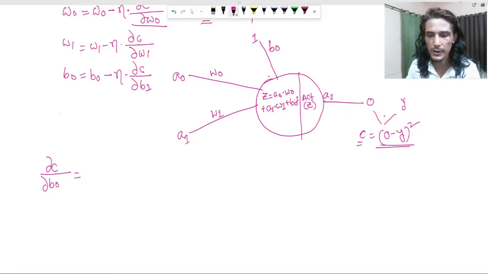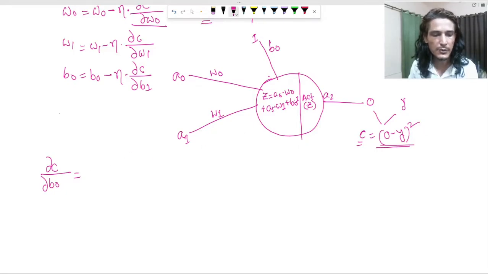But what we know here is that this cost function depends on this O, the output of the network, where the output of the network again depends on this intermediate result Z, and that intermediate result Z depends on this B0. You can see a chain of cause and effect. If you change something here, it will change Z. That change in Z will in turn change O, and obviously that change in O will in turn change the cost. So that chain of events you have to follow.